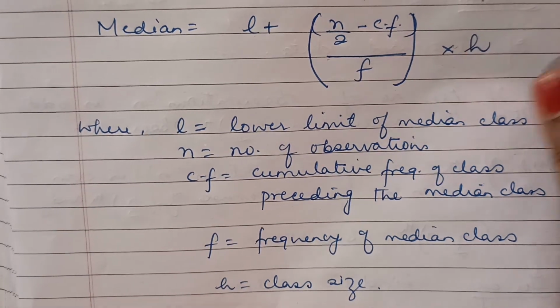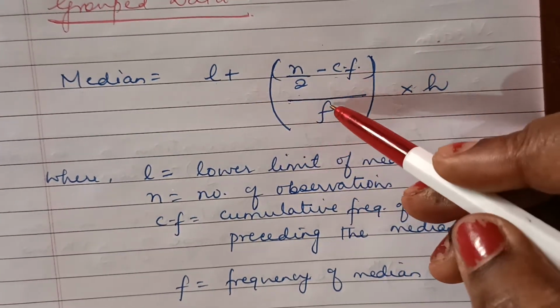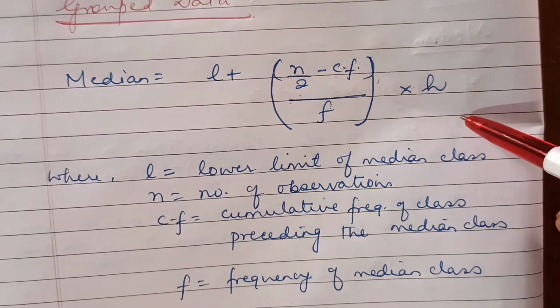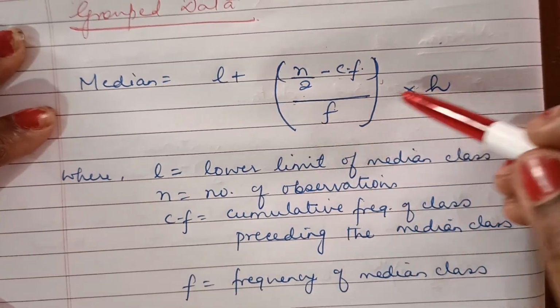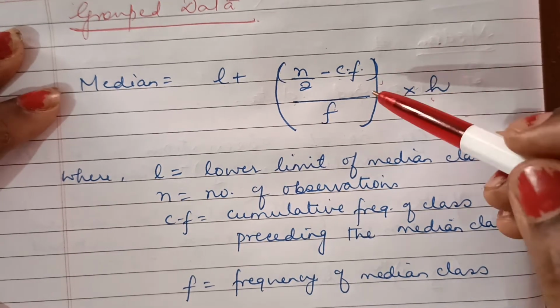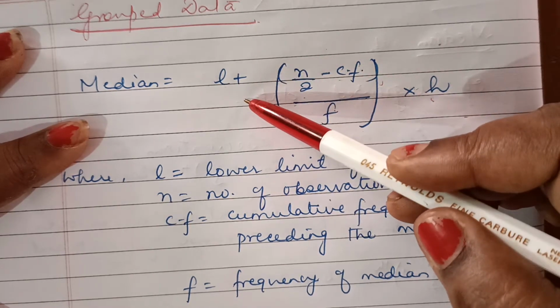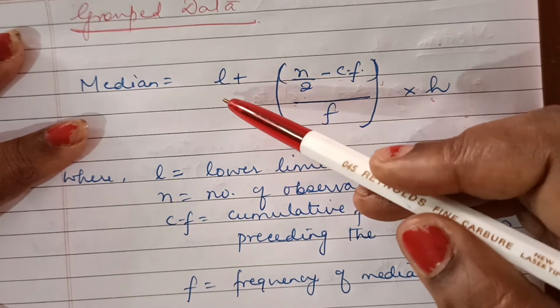For grouped data, median is given by the formula L plus ((n by 2 minus Cf) divided by f) into h. This is a very important formula. In all three cases, mean, median and mode, you have to be very thorough with the formula. Now what is L? L is the lower limit of the median class. Whatever median class you find, its lower limit is L.